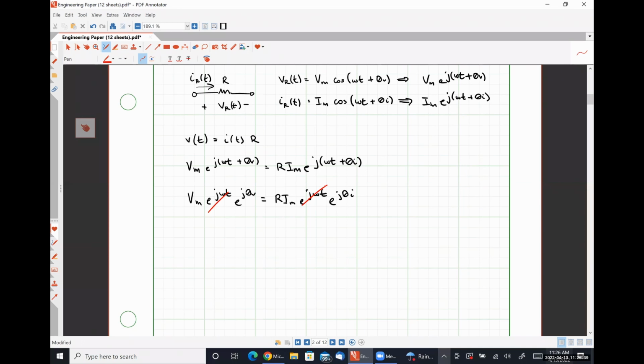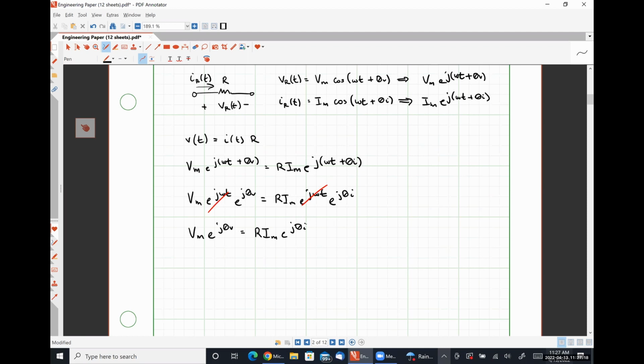And effectively at this point, I'm now working in the phasor or frequency domain because I've suppressed my angular frequency term in all portions of my system, okay? So the result of that is a complex number, Vm e to the j theta v is equal to R times Im e to the j theta I. Okay.